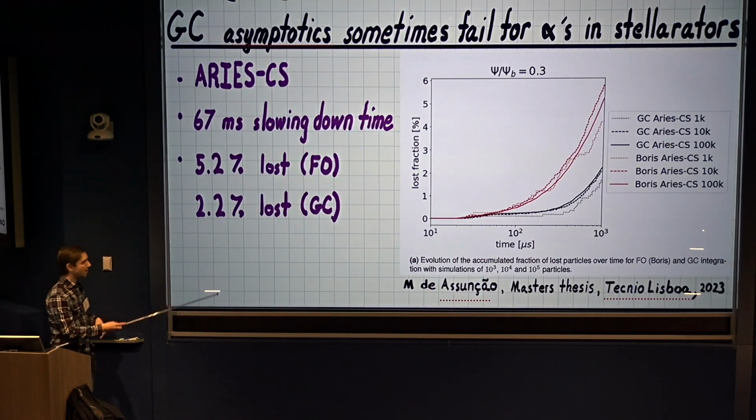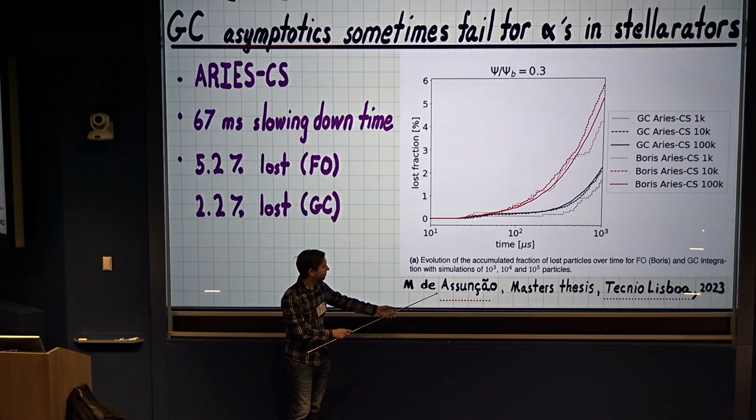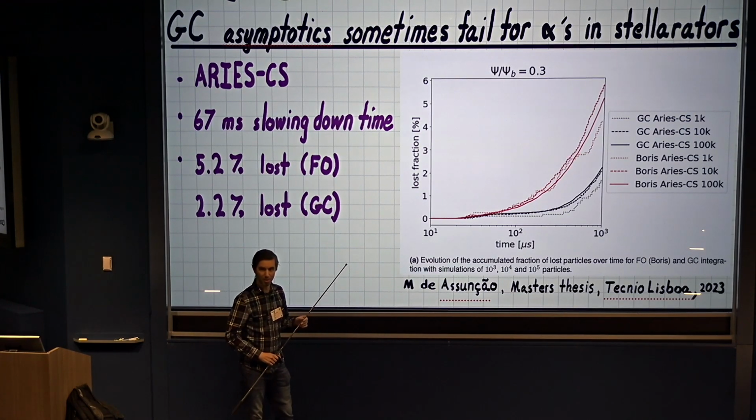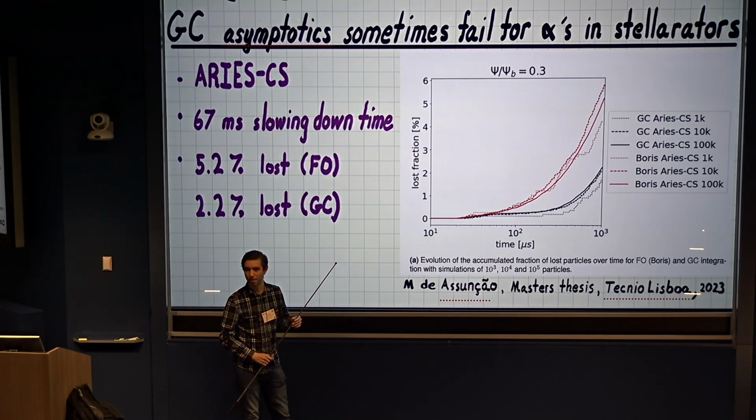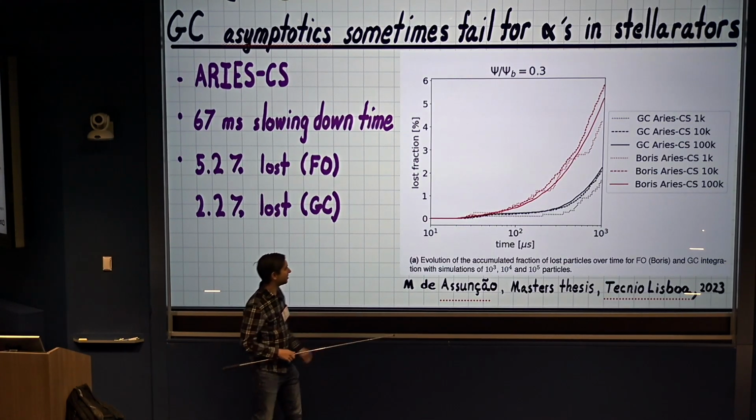So in this first example, this is coming from this master's thesis. I don't know how to pronounce the last name. Could someone help me? Asunsen. So this is his master's thesis.